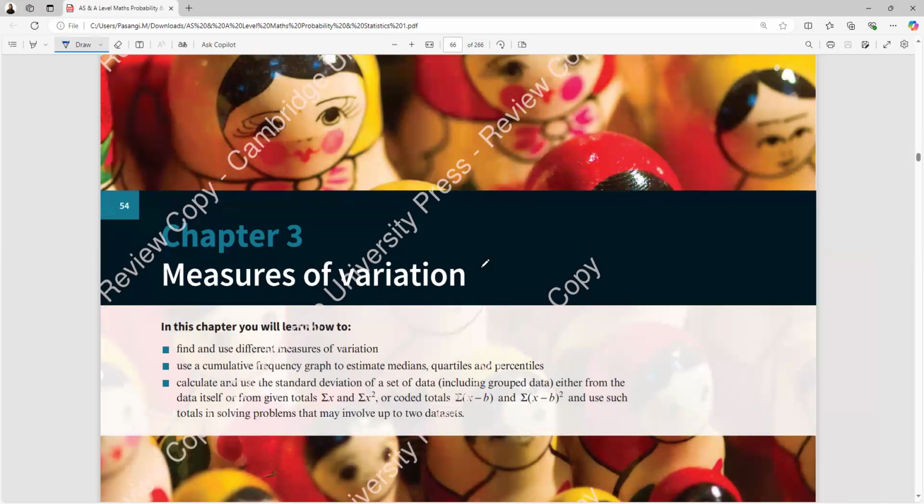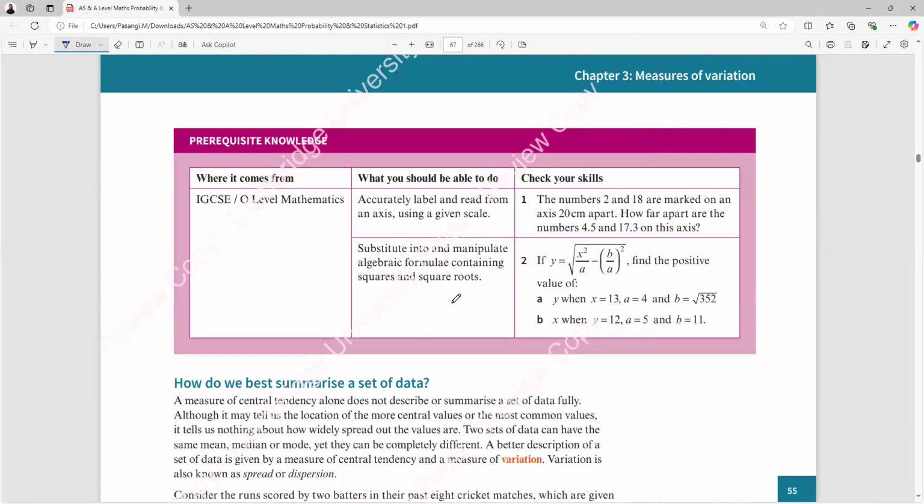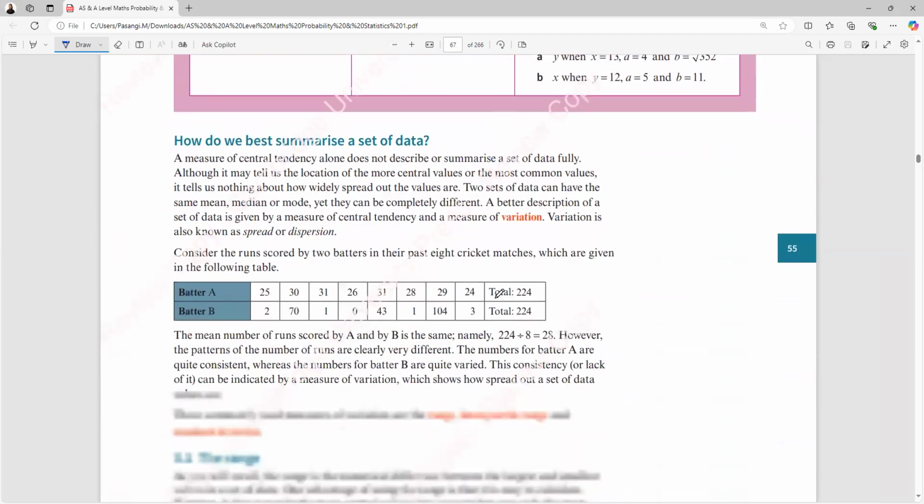Okay. Now, this one also, it's actually easy. It's all about the measures of variation. Once we complete this entire lesson, we will be able to find the different measures of variation. These are some learning outcomes which we will satisfy. I'll go to the theory parts as well.